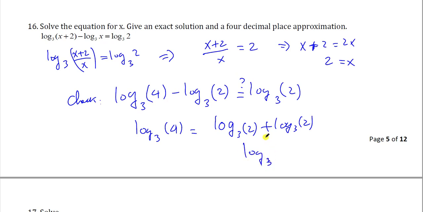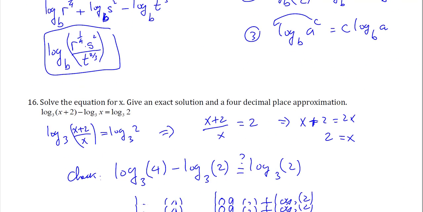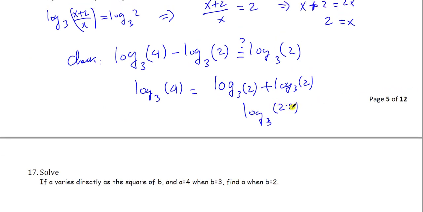That means I can just multiply the two arguments together using property number 1 right here. Now 2 times 2 is 4, so that's equal to log base 3 of 4, and that is equal to this one right here. Therefore, the two things are equal, and that means x equals 2 is the answer for the log function.